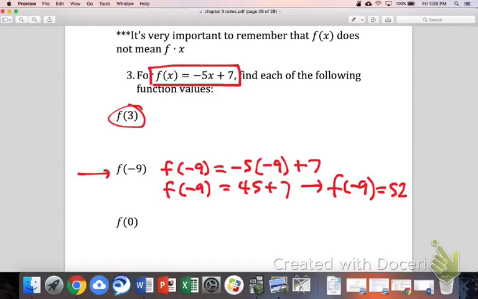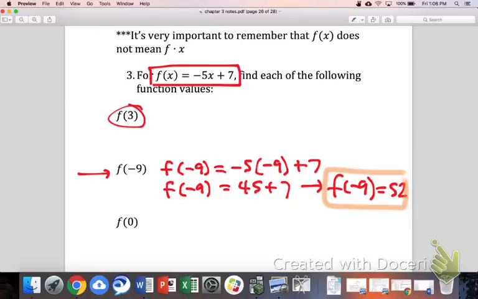Because what a lot of people do here is they say, oh, I want to get the f by itself. You really can't, because it's not f times negative 9. It's just saying the name is f and the input is negative 9. So you would just stop right here and say that when the input is negative 9, the output is 52, and you're done. Nothing else to do with that.